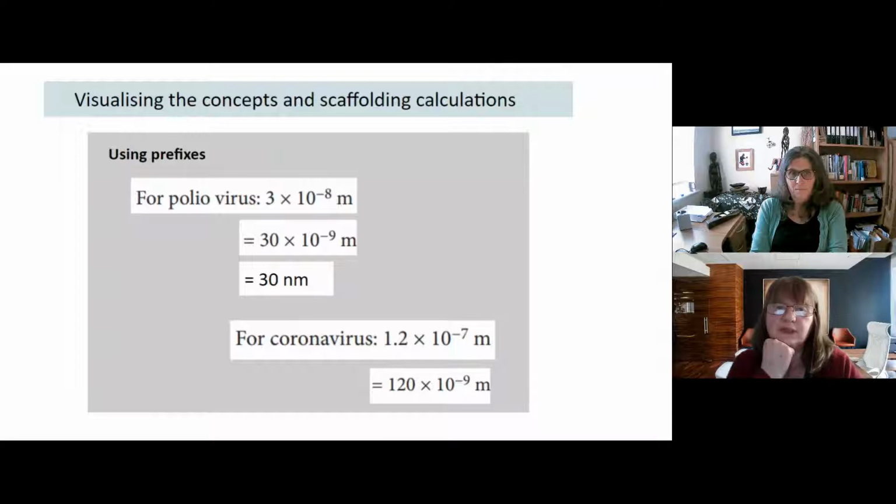Another one, trying to get more fluency with handling these numbers with negative powers. So putting in prefixes, like nano in this case. So taking 3 by 10 to the minus 8 meters, changing that to 30 by 10 to the minus 9, and then putting in the nano for the 10 to the minus 9. So scaffolding that calculation, providing a way to think about that. It's really common that they'll go in the wrong direction. So instead of 10 to the minus 8 to 10 to the minus 9, they'll go to 10 to the minus 7, for example, and then get confused. So scaffolding the calculation in several steps can also help to avoid those mistakes, I guess.